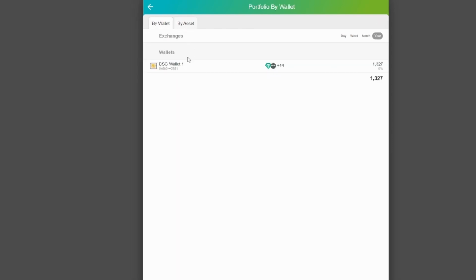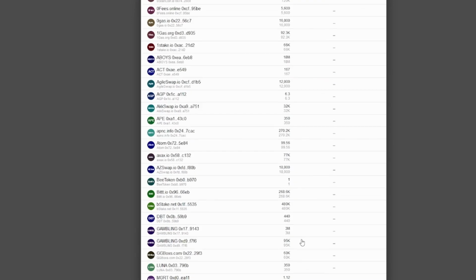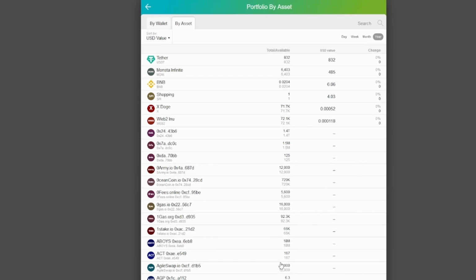So that was by wallet. You can see what wallet has what amount of money. But if we go by asset, you can see Monster Infinite. I do have $485 worth, $832 worth of Tether, and then $6 of BNB. Shopping, I have $4 for some reason, and just random other coins that people have tried to send me over the past years. But just cool to see how this all plays out on the GoodCrypto app. It's all there and available to us.